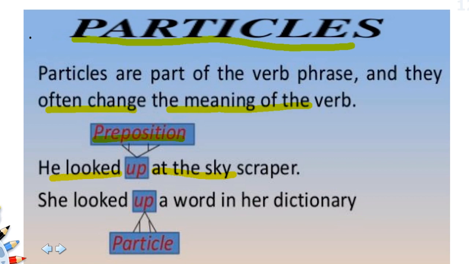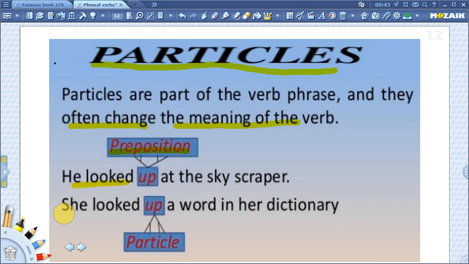But what about this one? She looked up a word in the dictionary. This is a particle. Especially it's an adverb. So "look up" can mean look at the sky, and another meaning: search for a word in the dictionary. He looked up at the skyscraper; it's a preposition. She looked up a word in her dictionary.